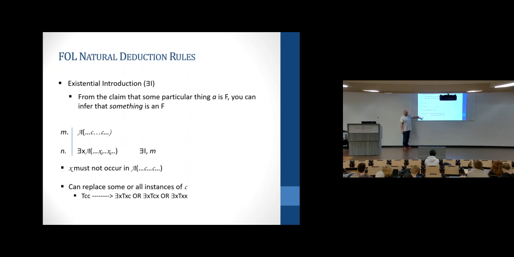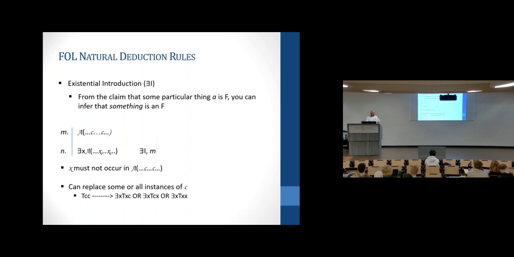So if you have a relational claim, like say TCC, from this you can get three different sentences using the same rule. You can get the existential introduction where we just replace the first instance, or the second instance, or both. Three different existential sentences, all from using that same one rule. But again, the general thought here is fairly straightforward. If you know that a particular thing satisfies the sentence, you know something in the domain does. Makes sense. So existential introduction, down the line, fairly straightforward.